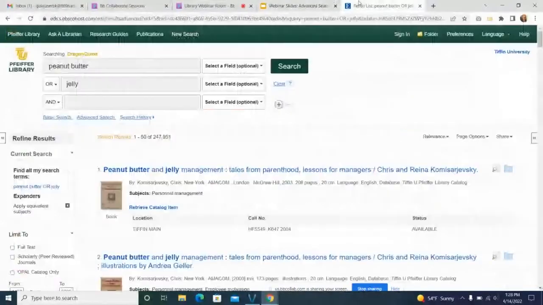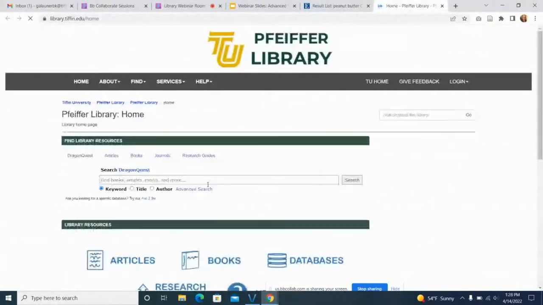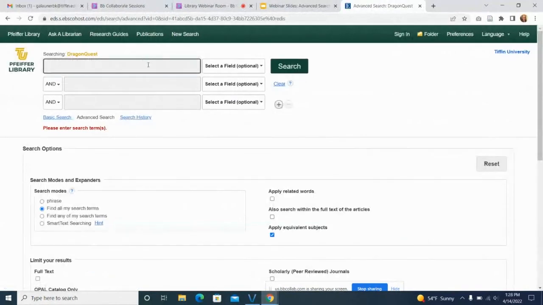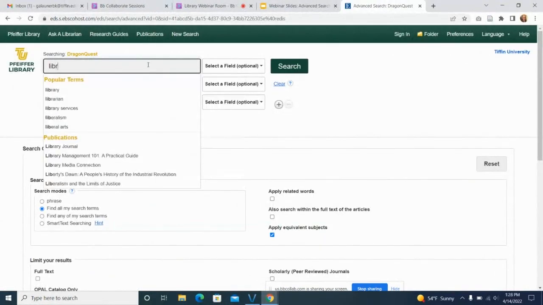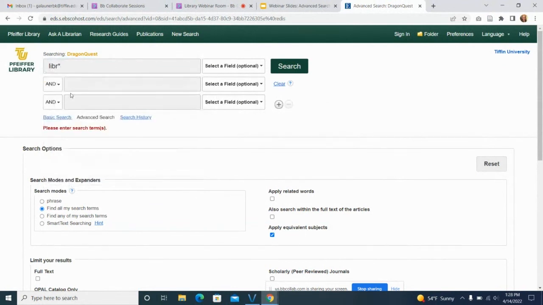So I did show you how the Boolean terms work already. So I'm going to go ahead and reset here. So I'm going to do the LIBR asterisk, and I'm going to go ahead and change this to 4.